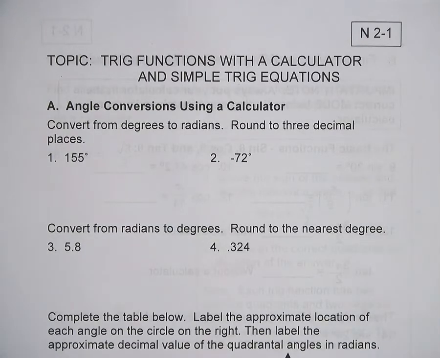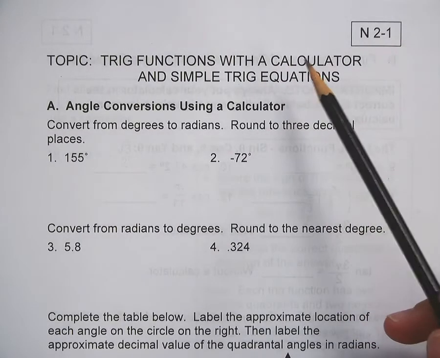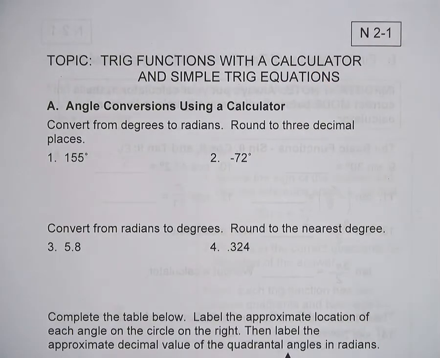Nice little day here in Killeen, Texas. Beautiful weather outside. It's a balmy 82 right now. Fantastic weather. Perfect weather for trig functions. And everybody's three favorite words with a calculator: you get to use a calculator.